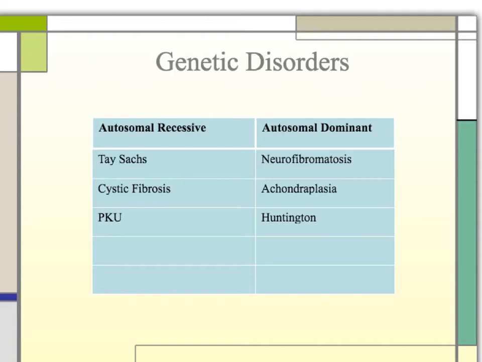So in this section, we're going to talk about genetic disorders. We're going to focus on the autosomal recessive disorders, and with that type we're going to talk about Tay-Sachs, cystic fibrosis, and PKU. The other type of genetic disorder we're going to talk about in this section is autosomal dominant, and we'll talk about neurofibromatosis, achondroplasia, and Huntington's.